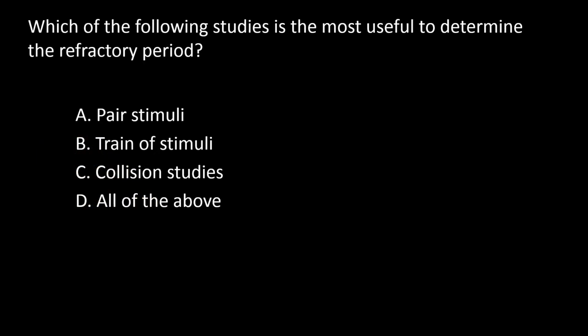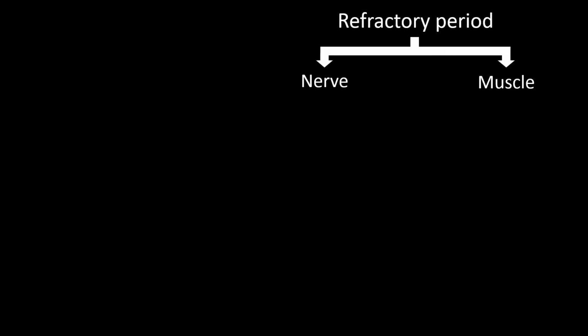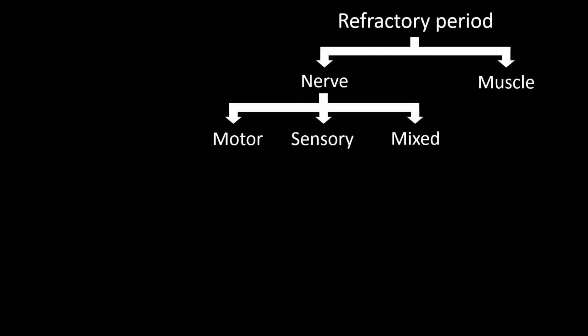The first question is, which of the following studies is the most useful to determine the refractory period? A. Pair stimuli. B. Train of stimuli. C. Collision studies. D. All of the above. The refractory period can be studied in nerves and muscles. In nerves, all three nerve conduction study modalities can be studied.